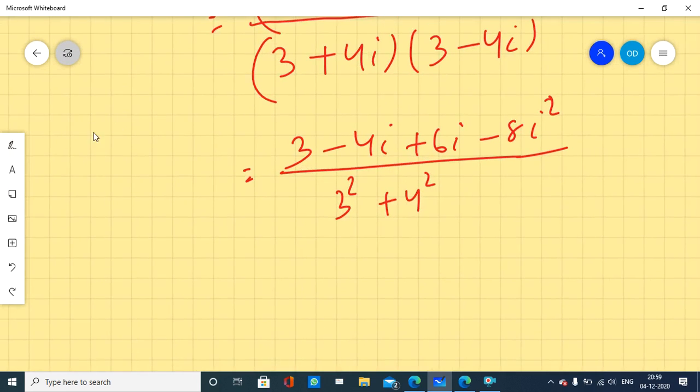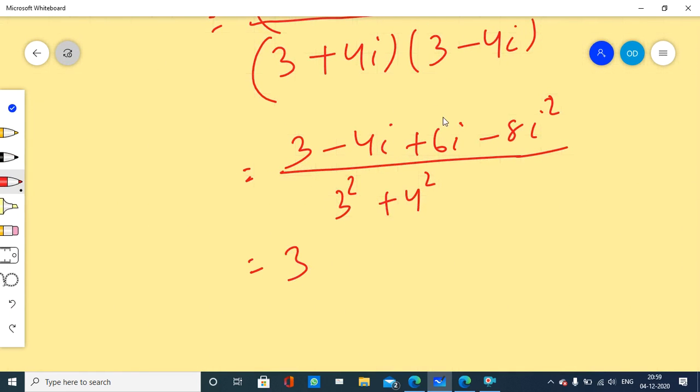Very good. So this is 3. 6i minus 4i is 2i. Now i square is minus 1. So minus 8 into minus 1 becomes plus 8. Bring the real numbers together: 3 plus 8.